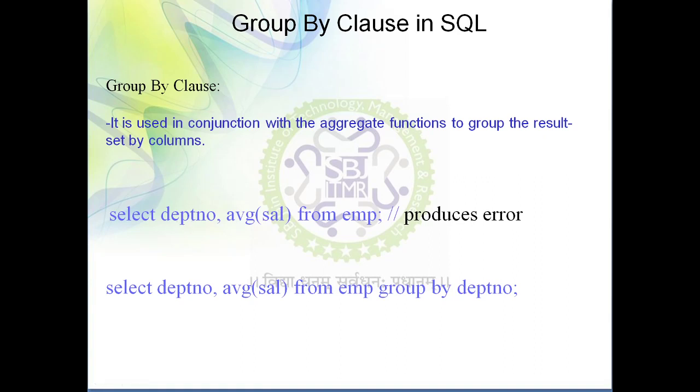So how to make it as a group expression? Simply by writing group by department number. In this case, what will happen? As soon as I write group by department number, that department number attribute is treated as a group expression. So there is no compatibility issue, because average of sal is a group expression, and now department number also acts as a group expression, by using the group by clause.